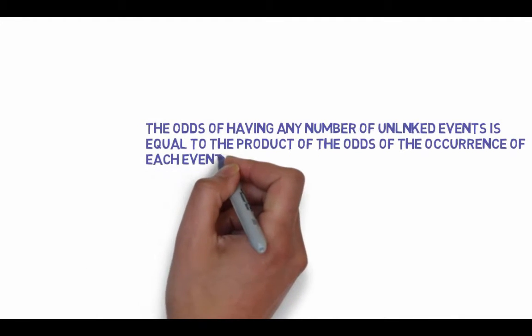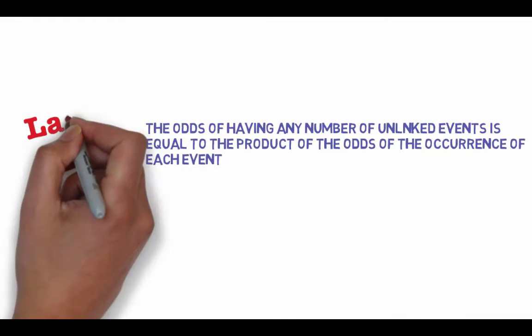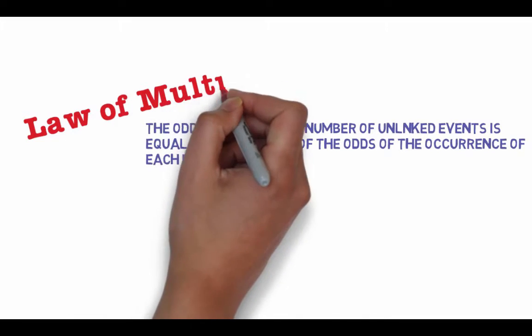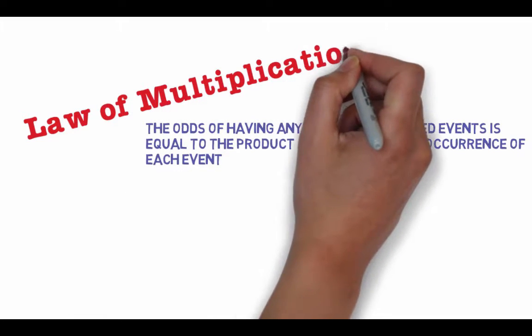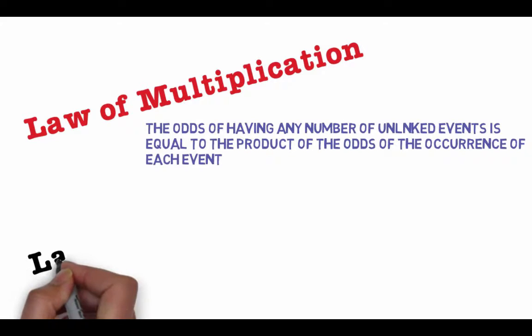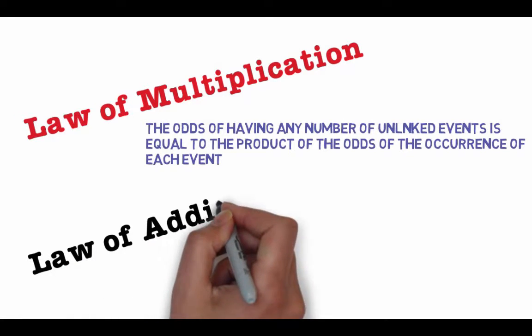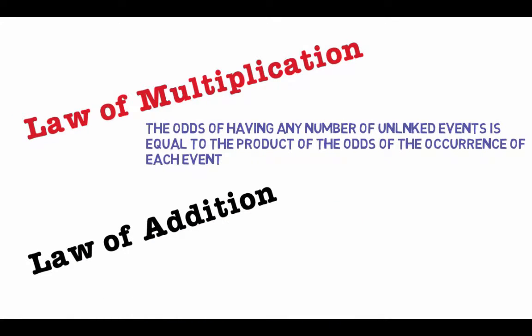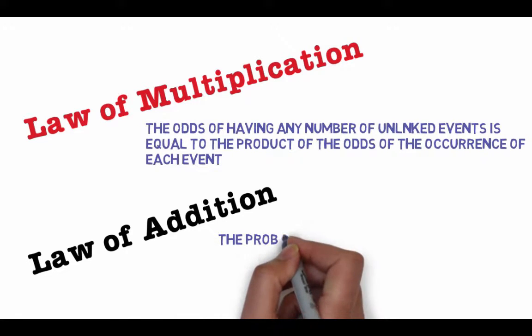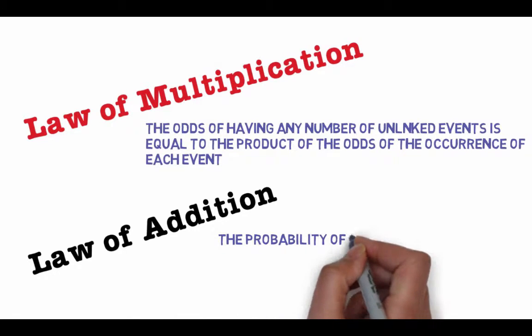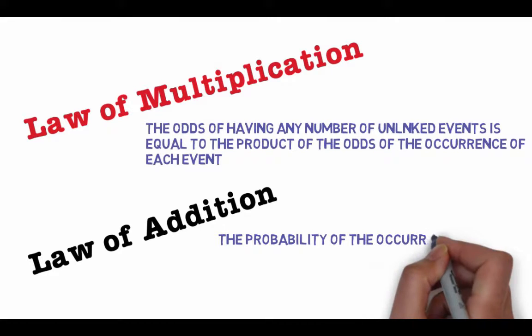This is the law of multiplication, and it makes our lives much easier when dealing with genetics problems. However, it means that you can be asked to solve quite complex problems. The law of addition states the probability of the occurrence of either one or the other of two or more mutually exclusive events is the sum of their individual probabilities.